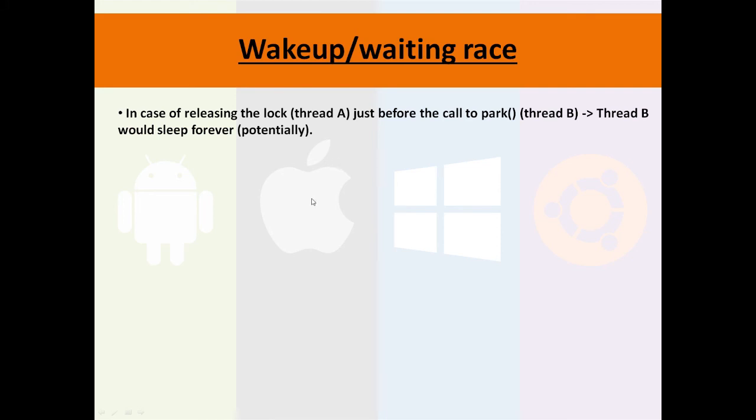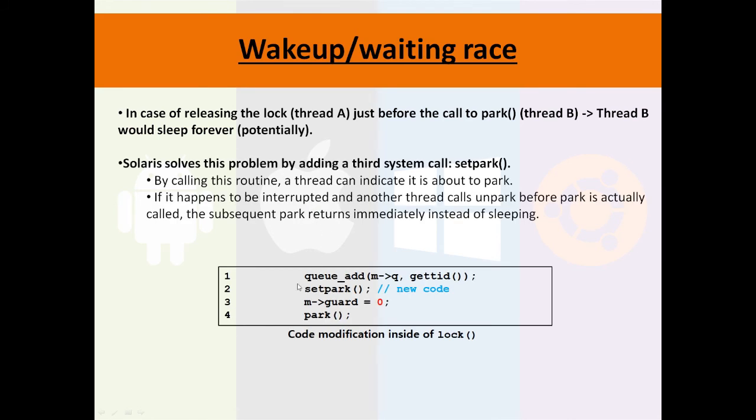So a slight modification to the code is this setpark function. Solaris solves this problem by adding a third system call called setpark. And by calling this routine, a thread can indicate it is about to park.